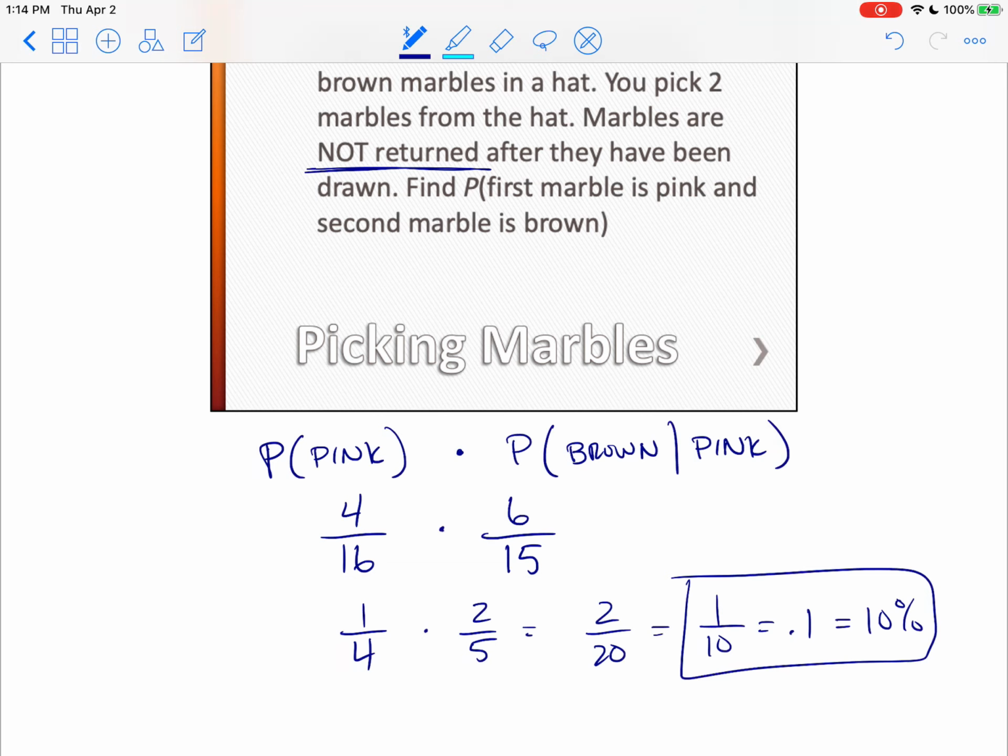And I am just double checking my answer. It is always a good idea to double check your answer. So I use my calculator and it is indeed 1/10. Okay. So that's how dependent events work.